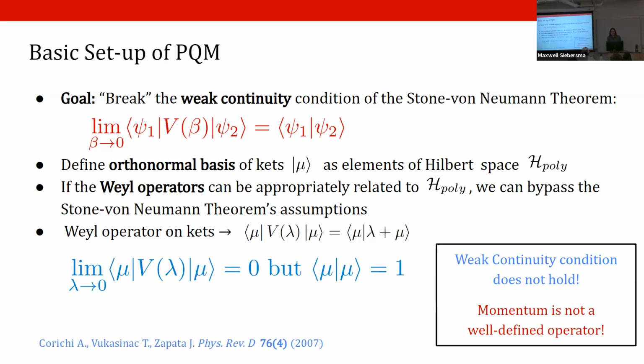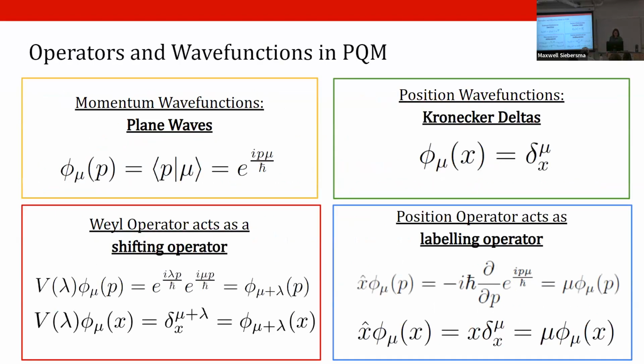We have a new representation, and also because V, which is related to momentum, is not weakly continuous, we can't exponentiate some operator to get to it. So momentum itself is not a well-defined operator anymore. So I'm not going to go through all of the math, but here's a quick summary of some of the main results in polymer quantization.